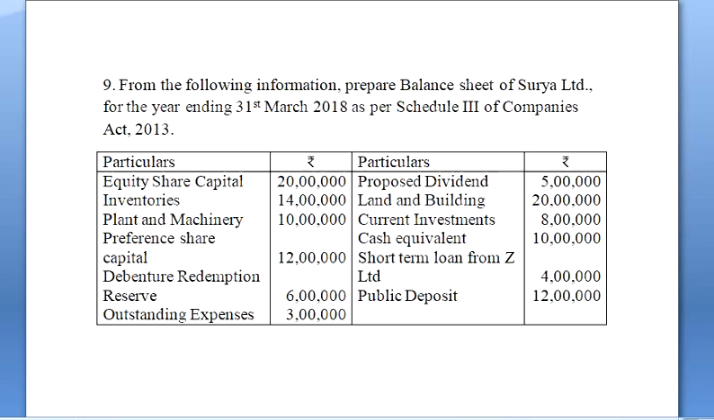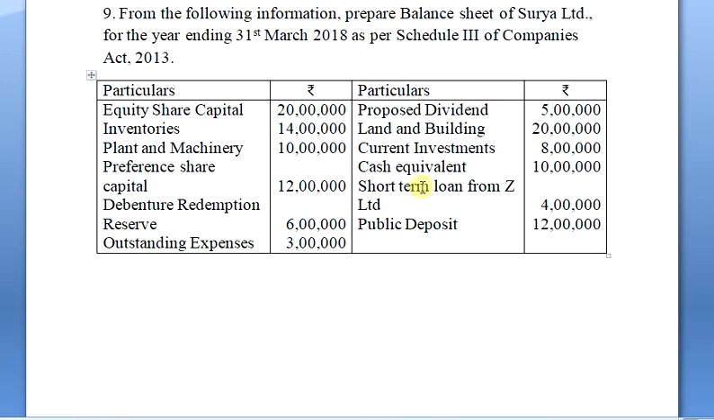Don't be confused here. I will say the question here. See, equity share capital, shareholders fund under the head share capital. Inventories is an asset, current asset. Plant and machinery is an asset, fixed asset, coming under the tangible assets. Preference share capital, shareholders fund, share capital. Debenture redemption reserve will be coming under the reserves and surplus.